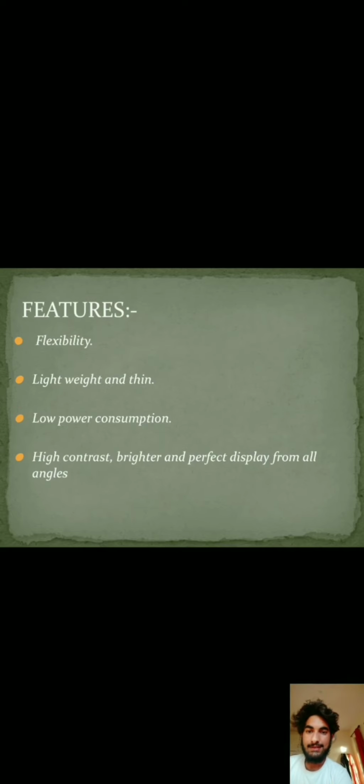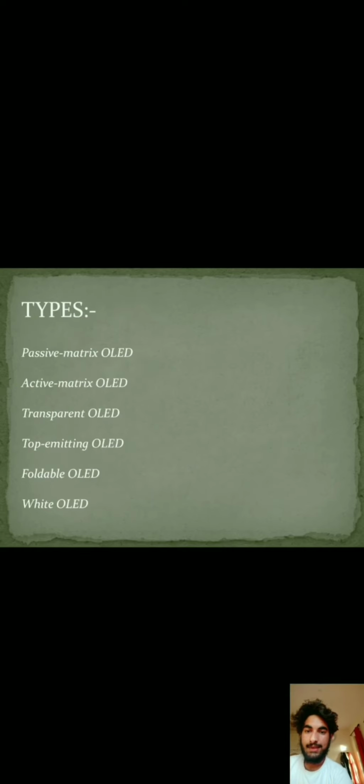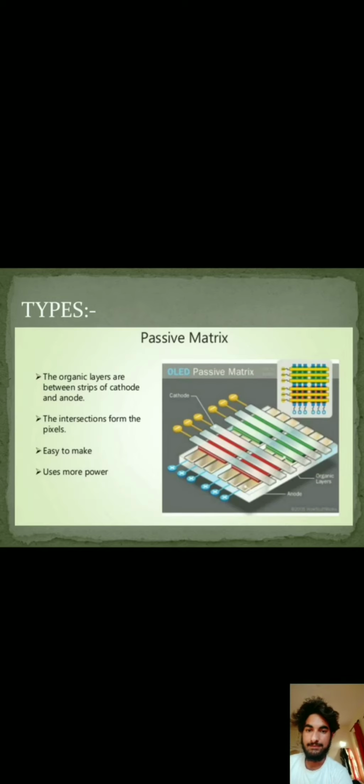Next we have the features of OLEDs. First we have flexibility. Next is lightweight and thin, low power consumption, high contrast, brighter, and perfect display from all angles. Next we have the types of OLEDs. First we have the passive matrix OLEDs. Next is active matrix, then transparent, top emitting, foldable and white OLEDs.